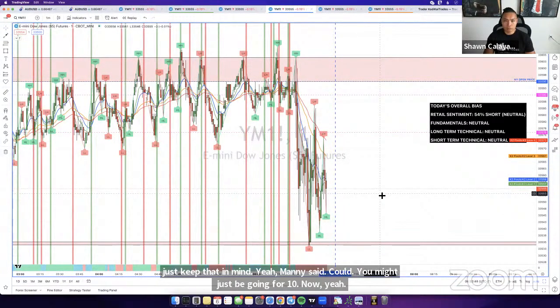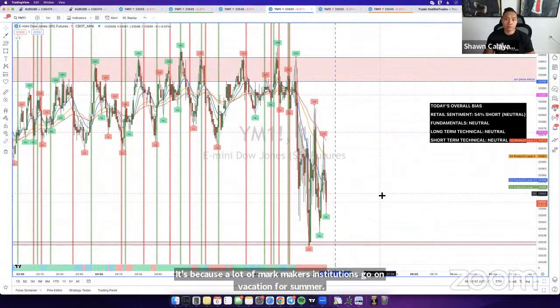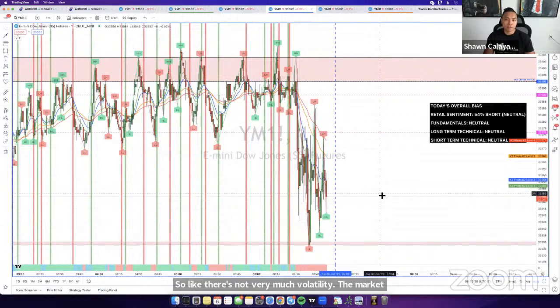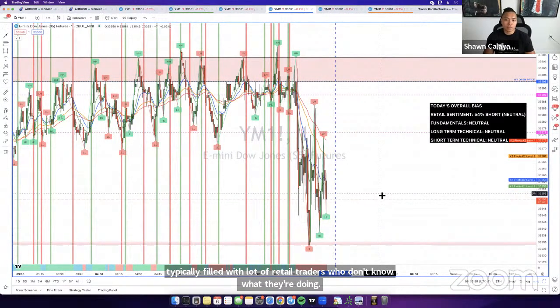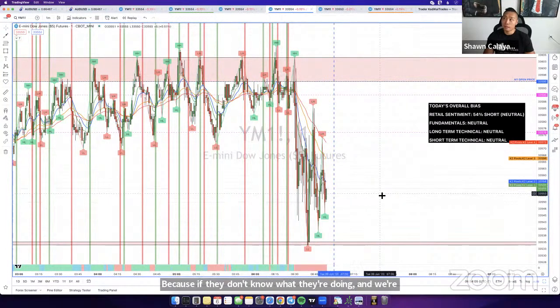If you guys don't understand the logic behind why summer is slow, it's because a lot of market makers and institutions go on vacation for summer. So there's not very much volatility. The market's typically filled with a lot of retail traders who don't know what they're doing. That's actually a good thing for us, because if they don't know what they're doing and we're doing the opposite of everybody, then it's going to be easier for us to trigger those stop losses. Not our stop losses, but their stop losses.